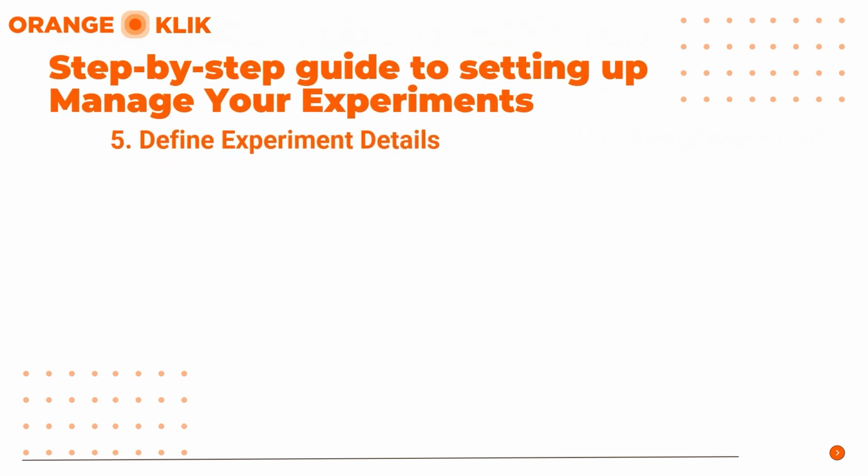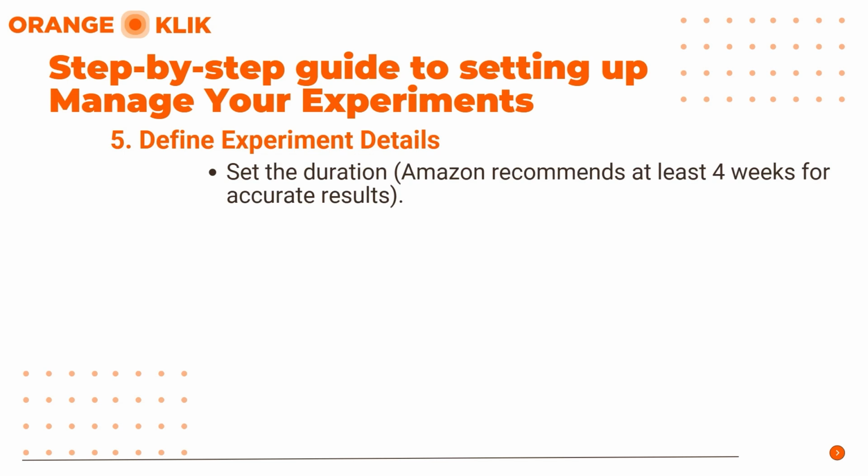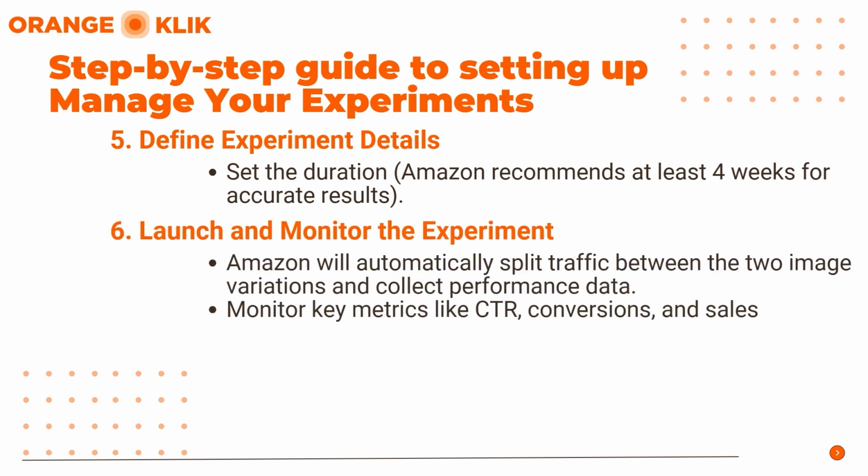Next is define experiment details. Set the duration. Amazon recommends at least 4 weeks for accurate results. And provide a name for your experiment and a brief description for reference. Six is to launch and monitor the experiment. Amazon will automatically split traffic between the two image variations and collect performance data. Monitor your key metrics like click-through rate, conversions, and sales within the Manage Your Experiments dashboard.